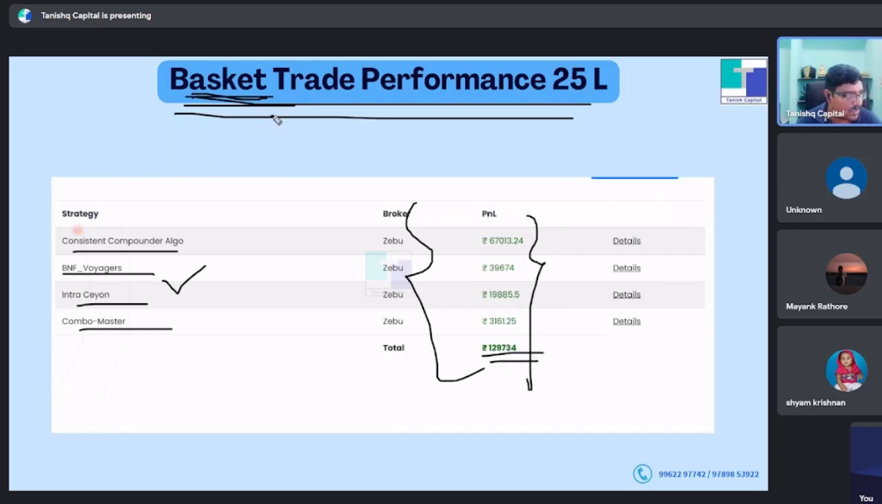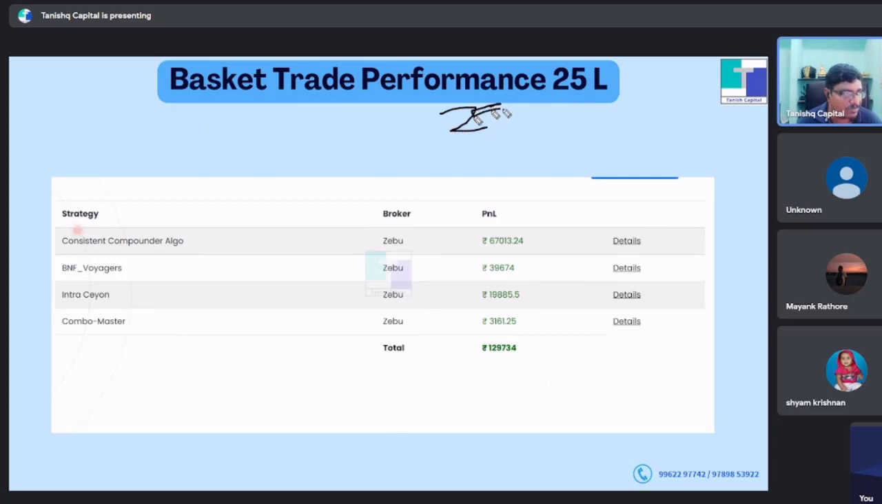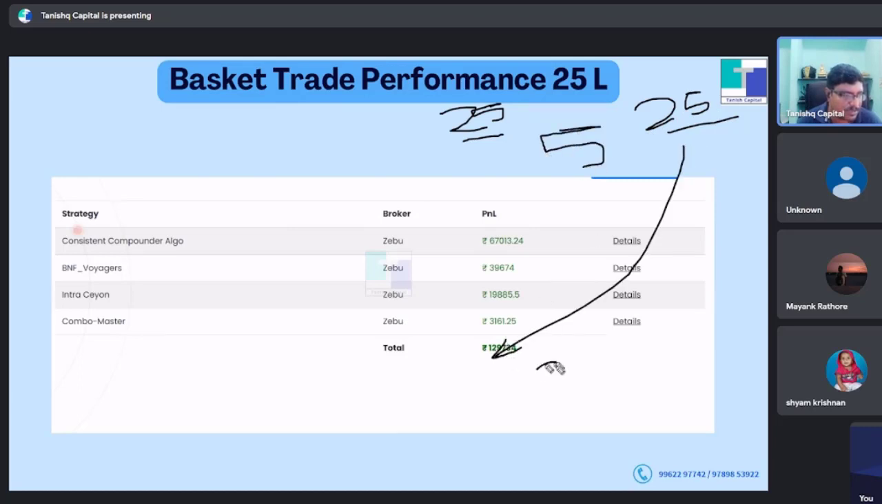So that means on a 50 lakh capital, 25 lakh I will keep for positional and 25 lakh I will keep for intraday. Even if these intraday returns are calculated for a 50 lakh capital, that means 2.3%. So what I'm going to make on the entire capital is roughly 30%, considering this is a 50 lakh account, with 25 lakh positional and 25 lakh intraday.